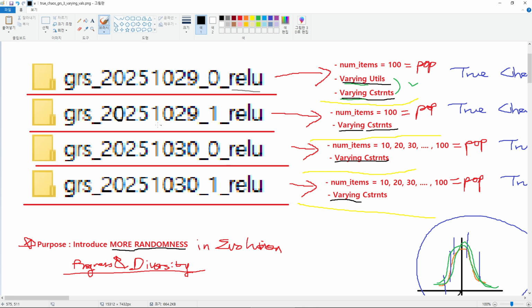GRS 2025-10. This is 29, as in 29th, first ReLU, where the number of items and the population size, max population size, is set to 100, and only the constraint values are to be varying, to be different all the time.